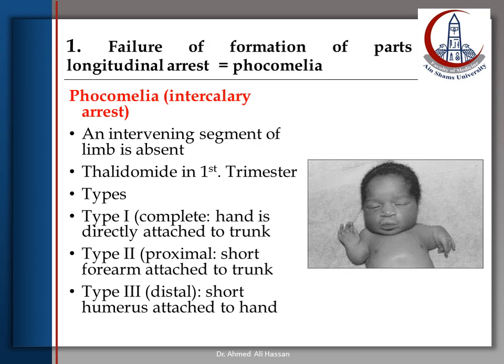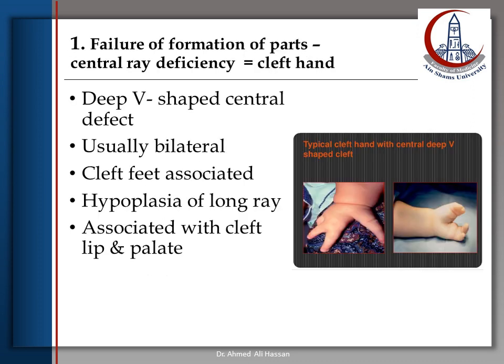The third type, as we say, is phocomelia, the intercalary arrest. This is where an intervening segment of a limb is absent, and it's claimed that thalidomide, when taken in the first trimester of pregnancy, results in phocomelia. There are three types. Type 1, the hand is directly attached to the trunk. Type 2, the proximal type, a short forearm attached to the trunk. And type 3, distal, a short humerus attached to the hand.